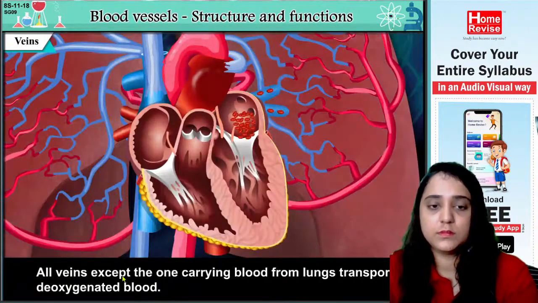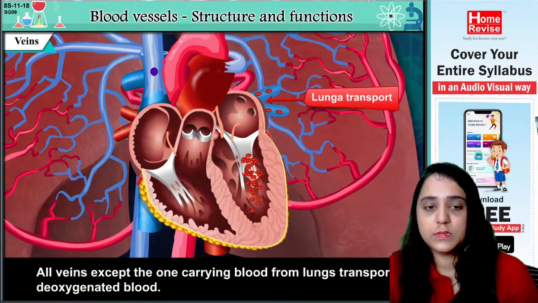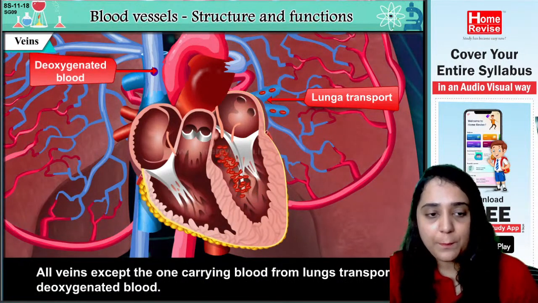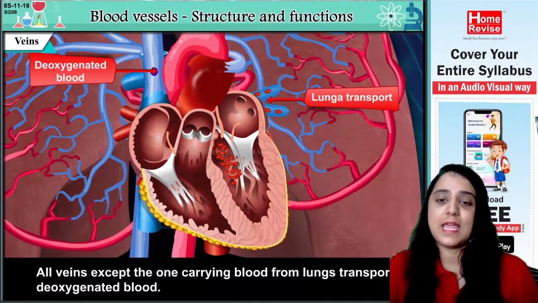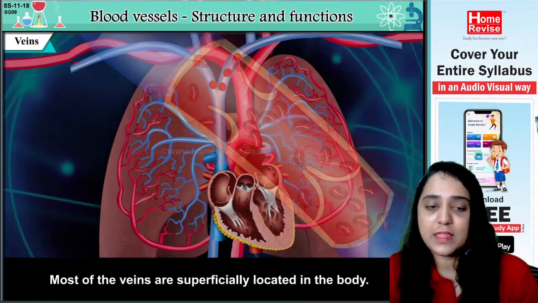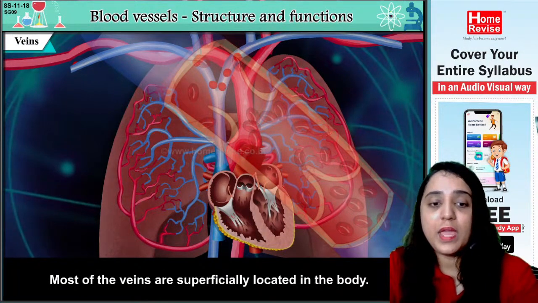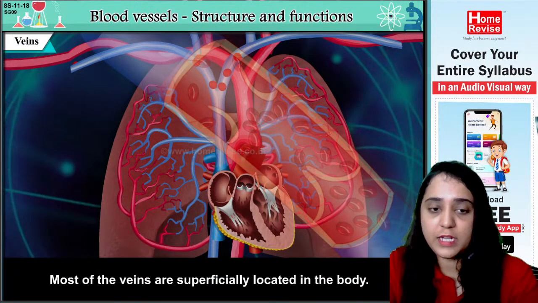All veins except the one carrying blood from the lungs transport deoxygenated blood. Now, if I want to compare these things, we can say that the way arteries carry the oxygenated blood, the veins carry the deoxygenated blood.